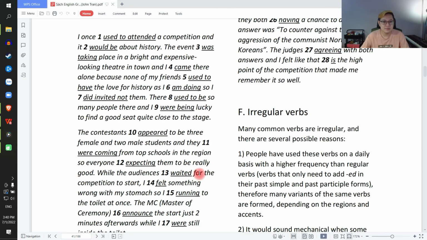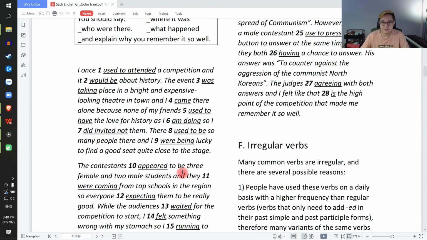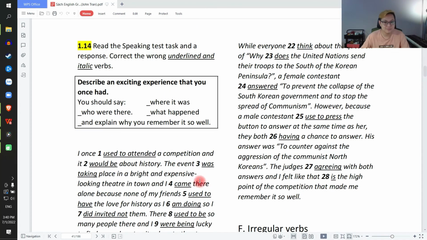Okay, so let's practice pronunciation, okay? Bây giờ luyện tập phát âm các bạn.